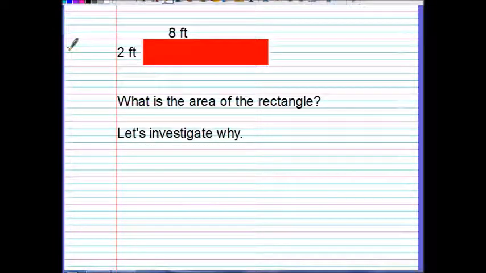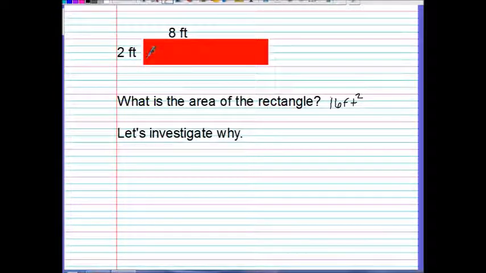So the first thing we want to do is investigate the area of the rectangle. Well, what is the area of the rectangle? Area of the rectangle is length times width, 8 feet times 2 feet, which is going to be 16 feet squared. Let's actually figure out why.